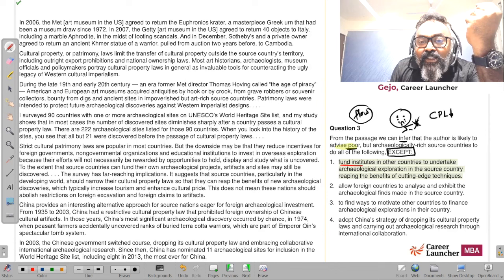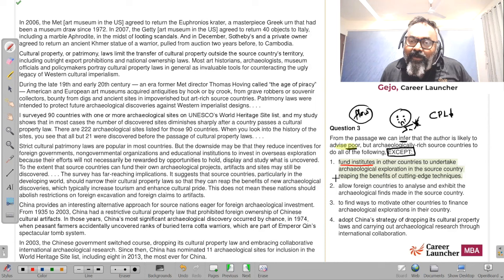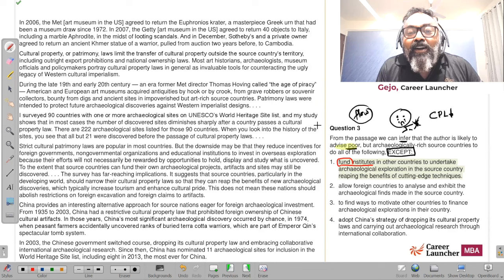You don't have money. You are going to fund some other country? I think the question setter is trying to trap someone who is a very lazy reader. It is probably the correct answer. The other option says get funds from other countries.